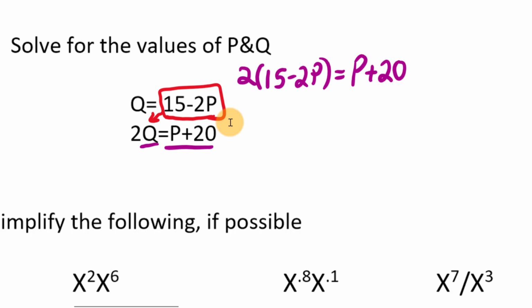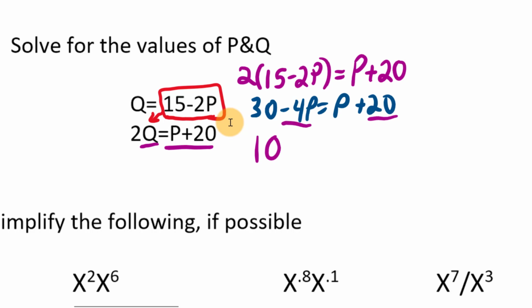All right, so I would get 30 minus 4p equals p plus 20. And here I would subtract that 20 from both sides and end up with 10, 30 minus 20. And then I would add that 4p to both sides and get 5p on the right. Divide both sides by 5 and get p equals $2.